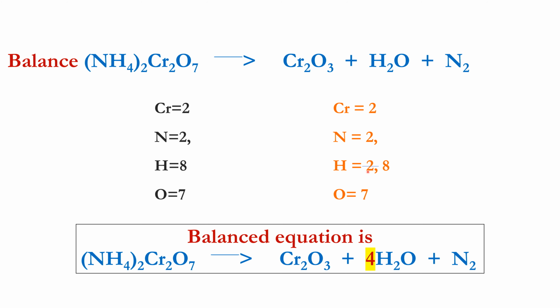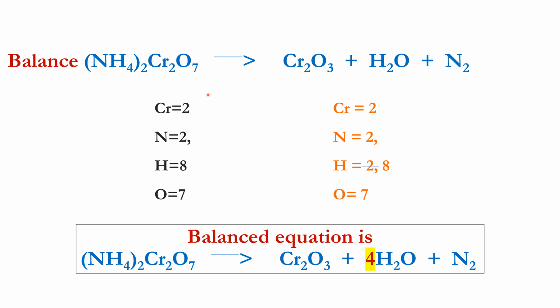So how do we balance hydrogen? If we add 4 here, we will have 4 times 2 will be 8. And hydrogen will be balanced. So then we cancel these 2 because we already added 4 here. So hydrogen will then be 8. And then it is balanced with hydrogen on the left hand side.